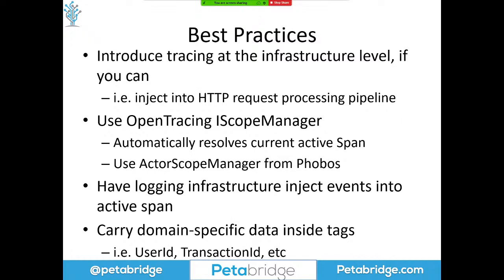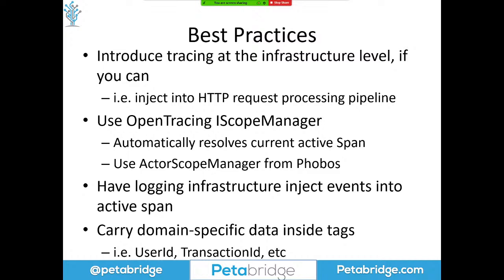So we're going to look at a demo of this real quickly before I end the webinar and take some questions. But the best practices for working with tracing with not just Akka.net, but really any .NET stack, is you want to go ahead and try to introduce tracing at the infrastructure level using Phobos or injecting into the HTTP request processing pipeline. This will help make sure that everything ties in together. You don't want to be responsible for making sure you add tracing headers to every single message that you send. That would get excruciating after a trivial number of different HTTP methods and messages.